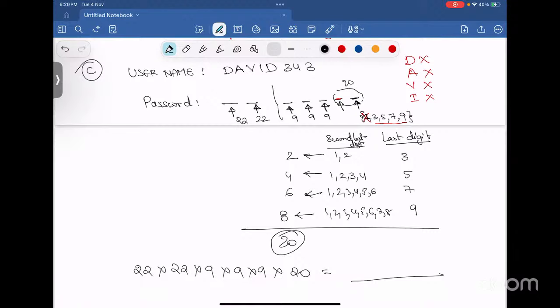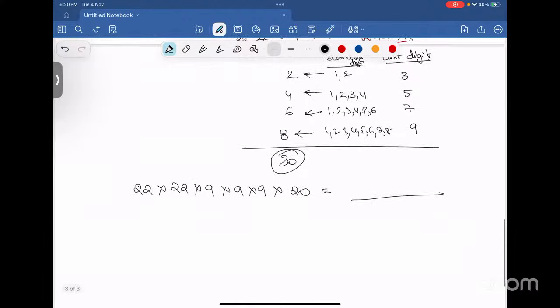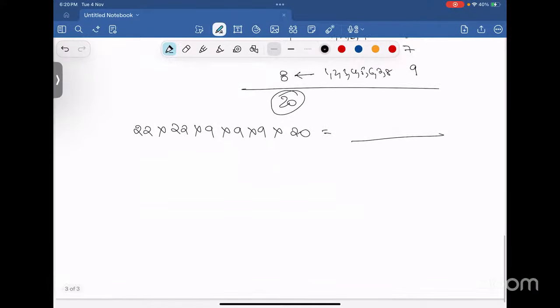And the last option says if he uses David343 as his username and wants to use distinct digits. Right. So distinct digits, no two digits are the same. That is what it means when we say distinct in his password. Here also they mentioned only the digits, not the alphabets. So the first two alphabets still have 22 and 22 possibilities. Then for the next 5 digits, right?